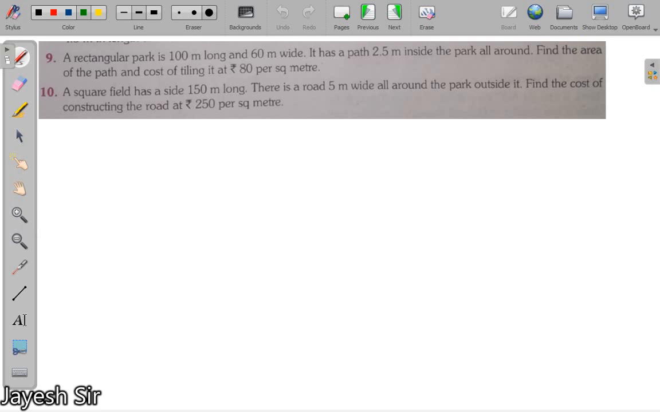Next is question number 9 and 10. Out of question number 9 and 10, I will be solving one of the questions with you, and the other question will be left to you. So question number 9 and 10.